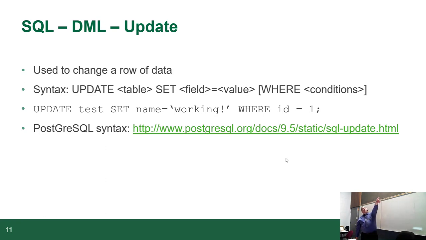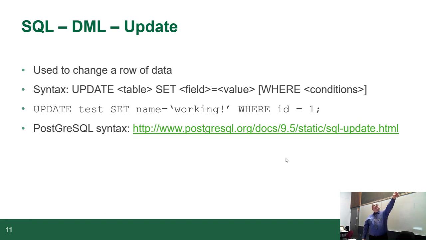So it's update. You tell it what you're going to update. You tell it what you're going to set the values to be. And then there's the where, the conditions. Now, the where I've marked down as optional. You don't always have to tell it which ones you want to change. Then it'll change everything in that table to match.